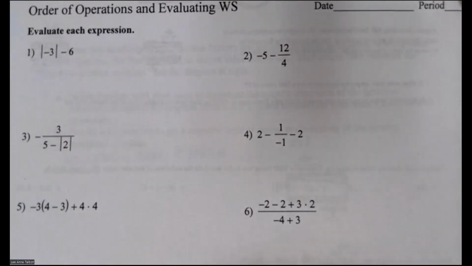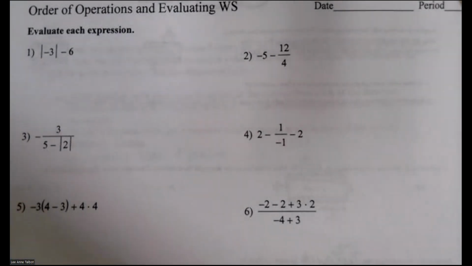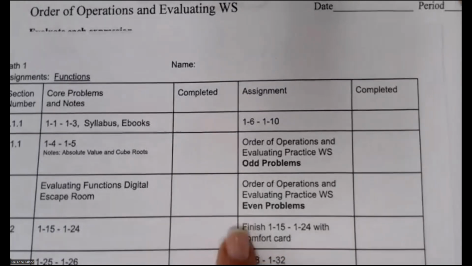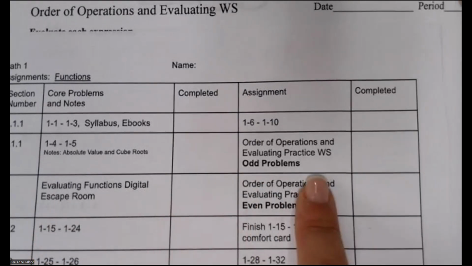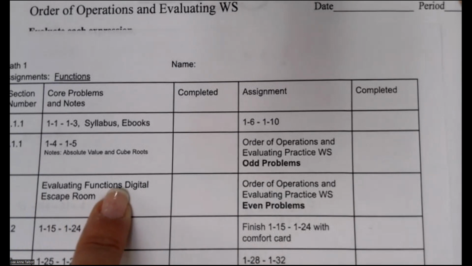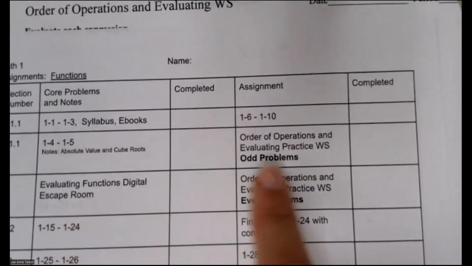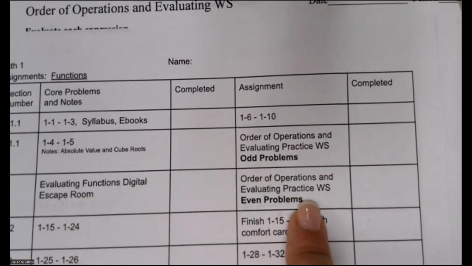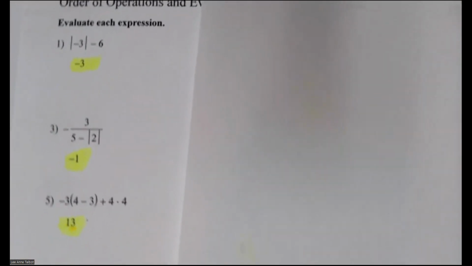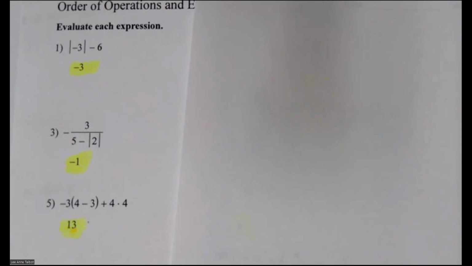Now, I can find this in Aries. I can also find it on my stamp sheet right here. So this is what we're doing today. Evaluating functions, digital escape room, and the even problems are tonight's homework. Okay, so what I want to do is show you the answers from the odd problems, just to make sure that we have them correct. So if you guys can correct your odd problems, please.